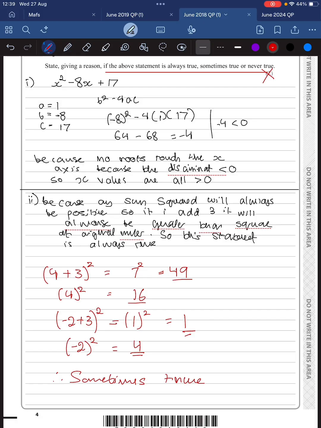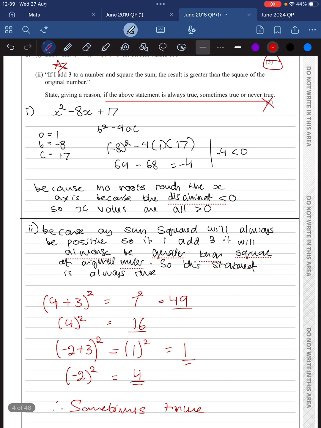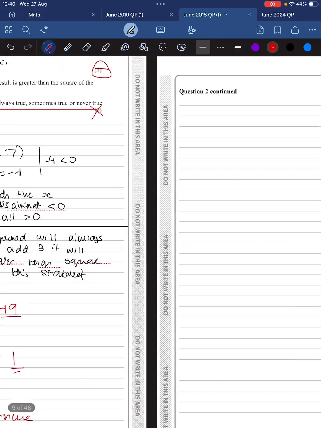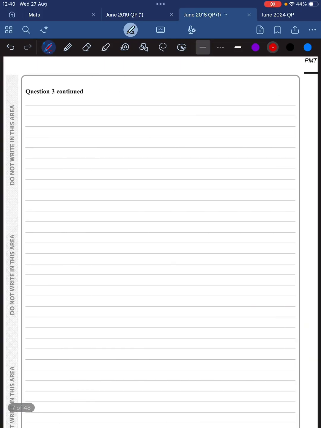And then we would say why it would be sometimes true. So you just copy the statement. Sometimes true because if I add 3 to a number and square the sum, the result will be sometimes greater than the square and sometimes less. So you just have to kind of reword the statement, but we still use the statement as is. Okay, question 3 is fine.